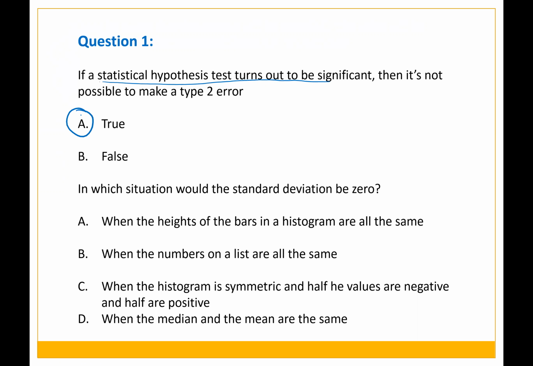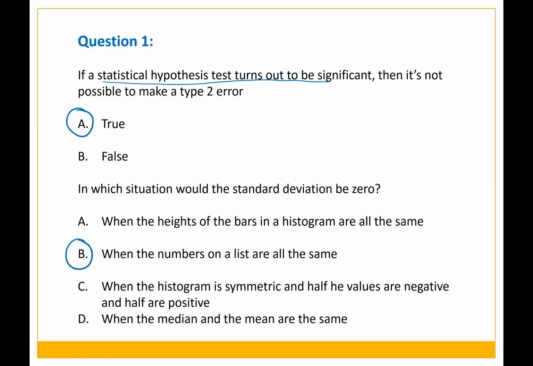Then the next part: in which situation would the standard deviation be 0? Let's think about standard deviation first before looking at the answer choices. Standard deviation measures the variability of the points of the population from the mean of the population. To have 0 standard deviation, it means that there's no variability at all, which also means that all of the values in the population or the sample are equal to one another. And so the answer is B, when the numbers on the list are all the same.